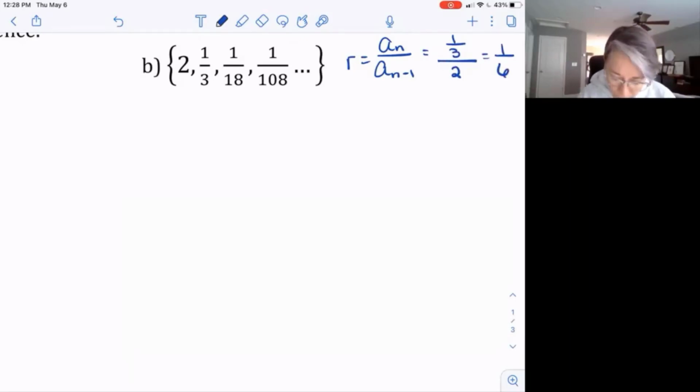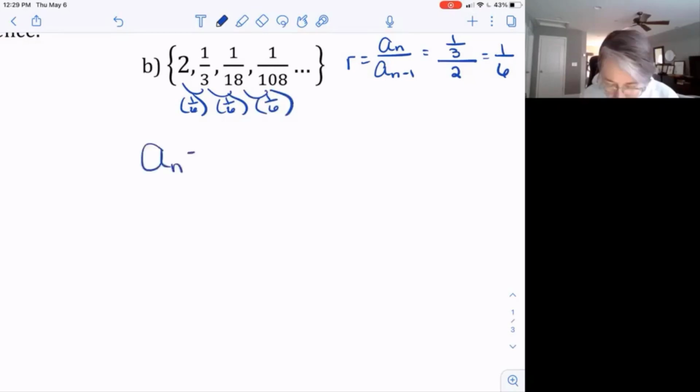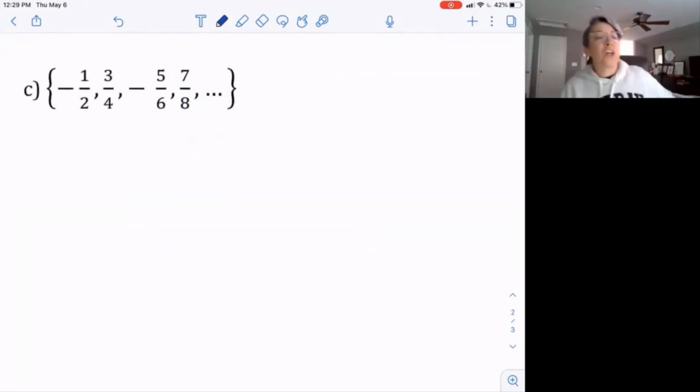And we can double check it. From here to here, we multiply by 1/6. Here to here, 1/3 times 1/6 gives us 1/18. And 18 times 6 gives us 108. So we are multiplying by 1/6 every single time. Our recursive formula is our first term, 2, times that common ratio of 1/6 to the power of n minus 1. And that's as far as we can go. That's our formula. Now let's take a look at C.